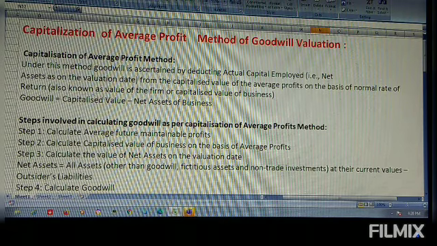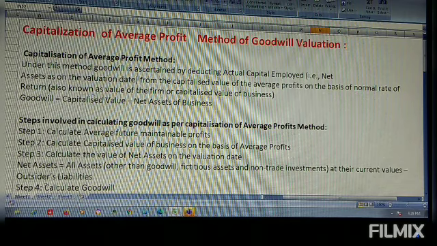From here, that is to be deducted from the capitalized value of the average profits on the basis of normal rate of return. It means we have to find out the total profit first, then we need to find out the average profit, then using that average profit and the normal rate of return, we have to find out the capitalized value of the average profits.